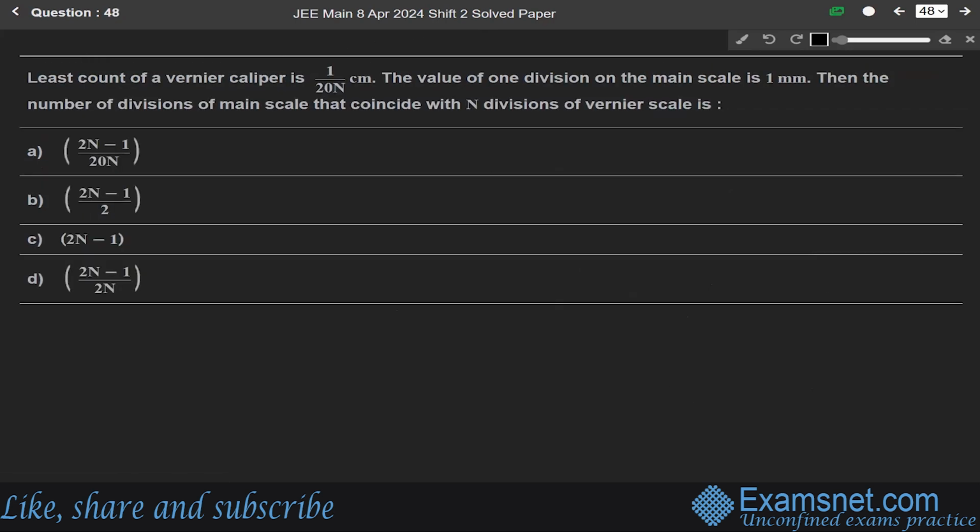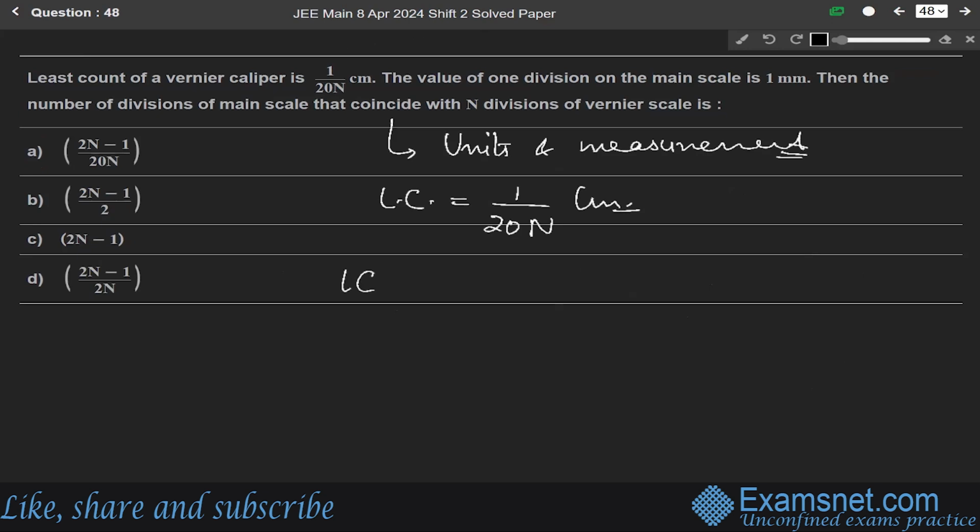Now 48. Least count of a vernier caliper is 1 by 20n centimeter. The value of one division on the main scale is 1 mm. Then the number of divisions of the main scale that coincide with n divisions of vernier scale is. Again, this question is from the chapter of units and measurements. So we are given that least count is equal to 1/20n centimeter, and we know that least count is equal to 1 main scale division minus 1 vernier scale division.